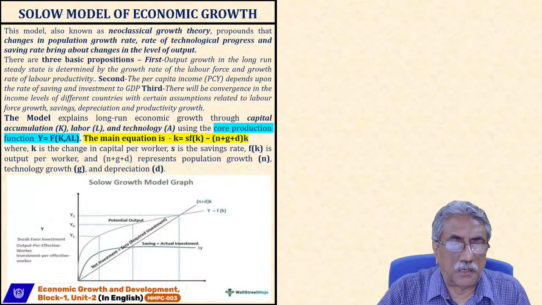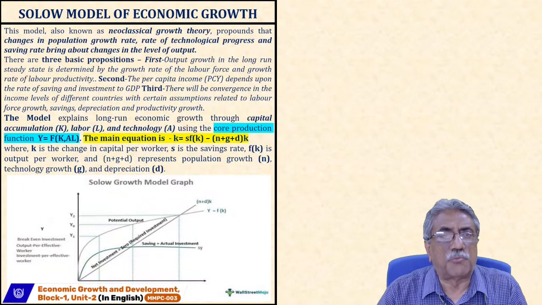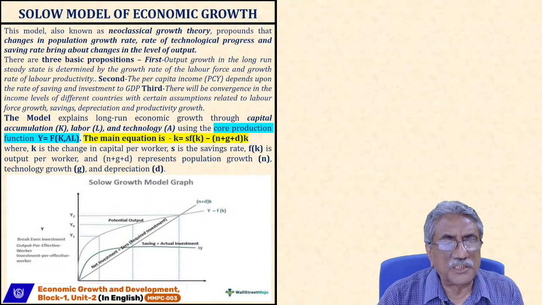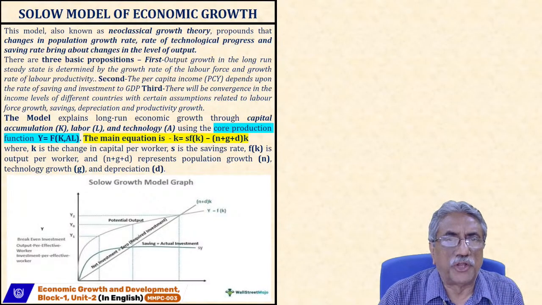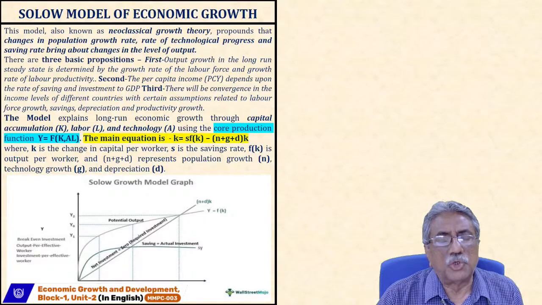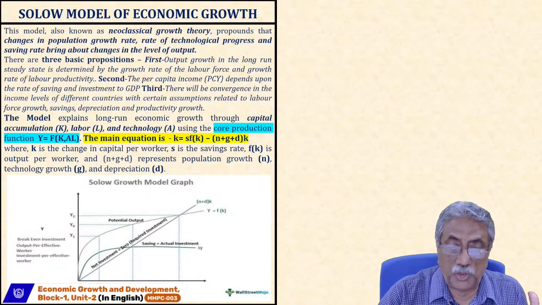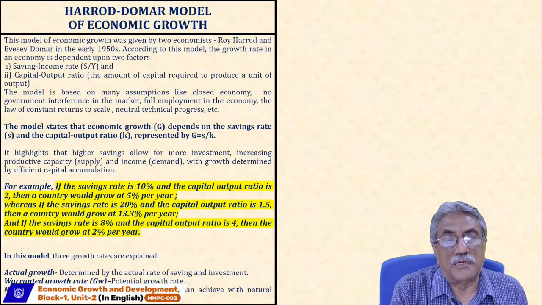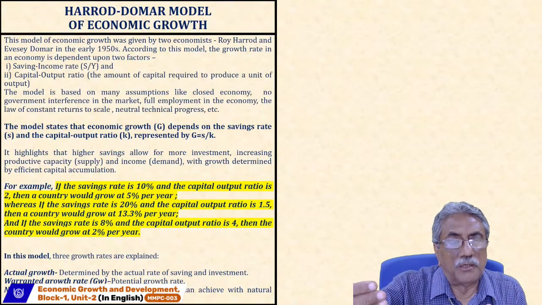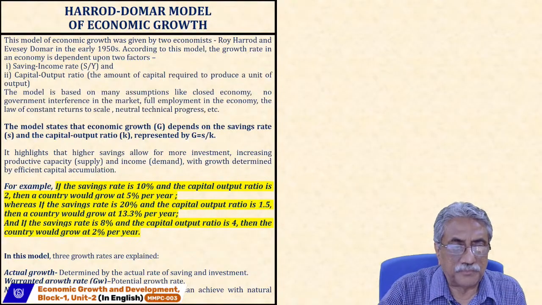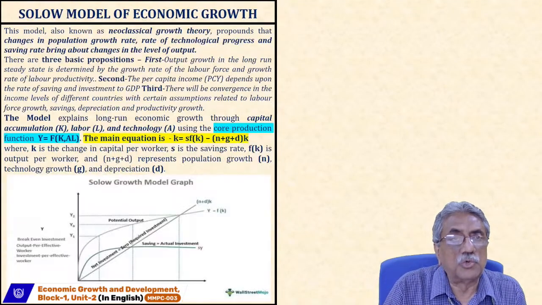Actually, this is Solow's model of economic growth. This model is neoclassical growth theory. So Harrod-Domar, you have learned the theory. We know that if I increase my savings and my capital output is good, then I will grow at a faster rate. There is an actual growth rate depending on my rate of savings and investment, a warranted growth rate, and a natural growth rate. Now let's go to Solow's model.